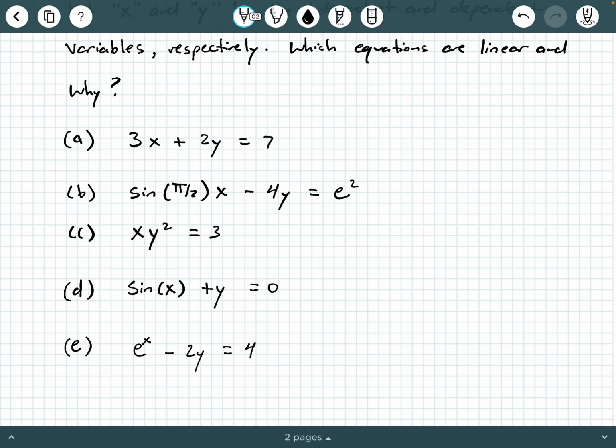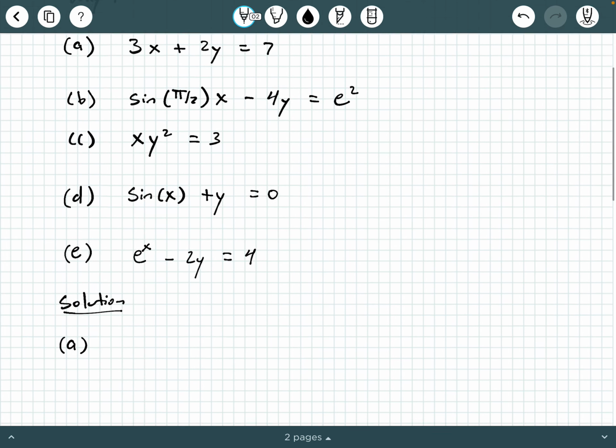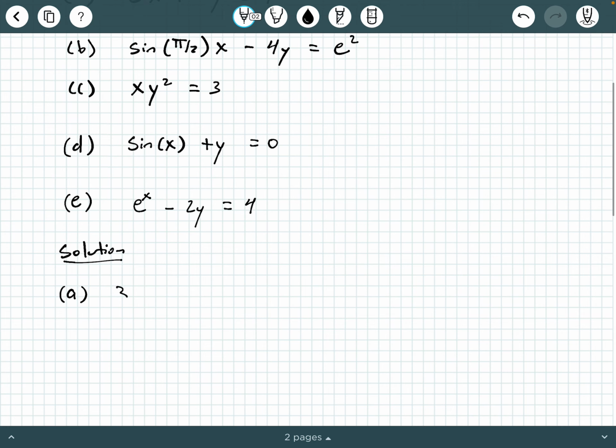We need to go through each one of these and determine which ones are linear, and then why an equation is linear or non-linear. Okay, so we've written the given information. Let's write solution now. So let's go through each one. Let's look at part A, or equation A. Equation A states 3x plus 2y equals 7. Well, this equation is linear, okay? So we're going to write this is linear, all right?